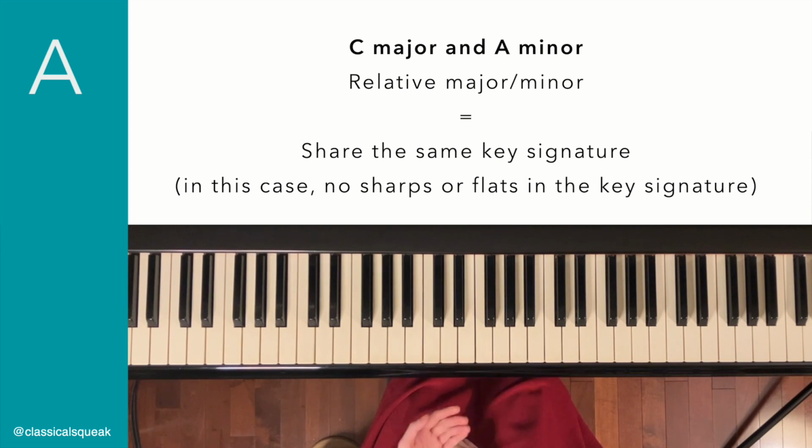Now, what is next is A minor. In some syllabi, you'll see the order is a little bit different, but I've chosen A minor since it is the relative minor. So we have the same key signature for A minor as we do for C major.